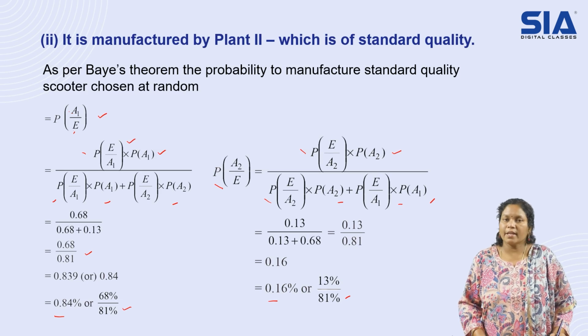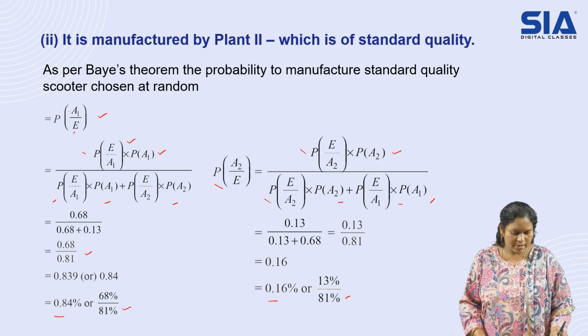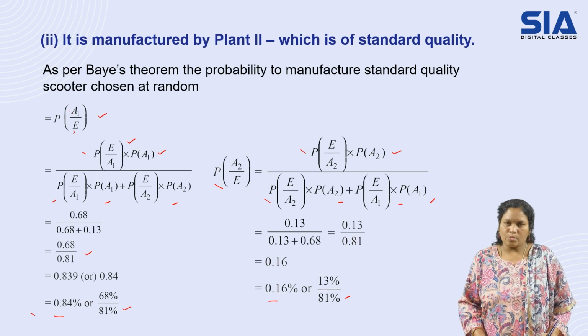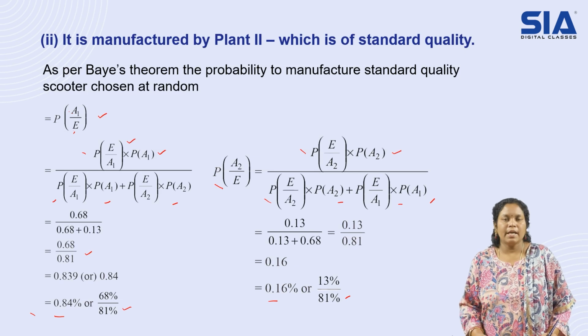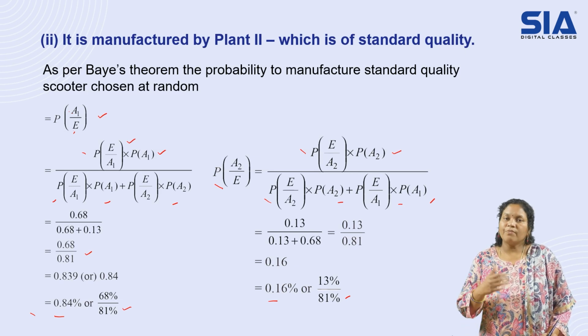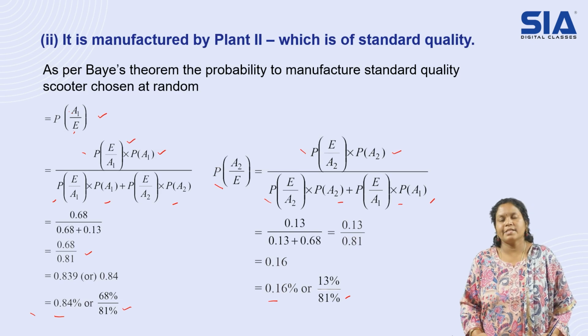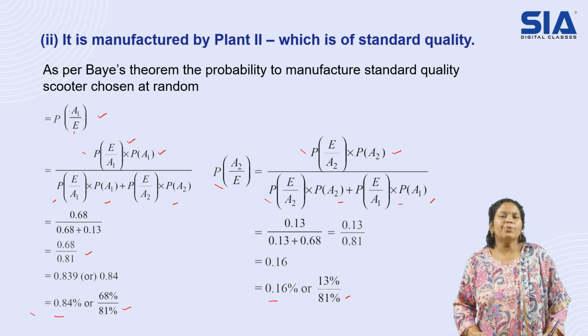Now check where the good quality comes out. Obviously from plant 1, 0.84 they are promising. So this is how we can justify, or predict the future values also, and how it is useful. So this is an example for Bayes theorem. For two combinations they are asking here, plant 1 and plant 2.